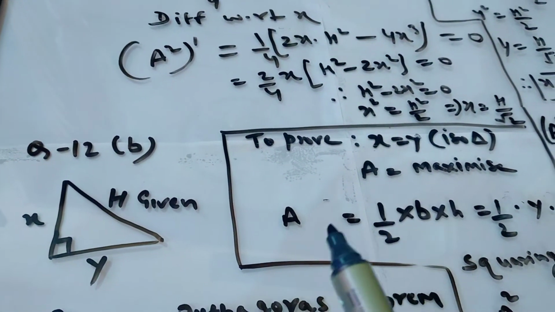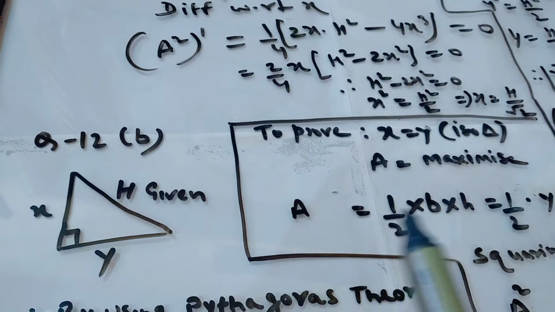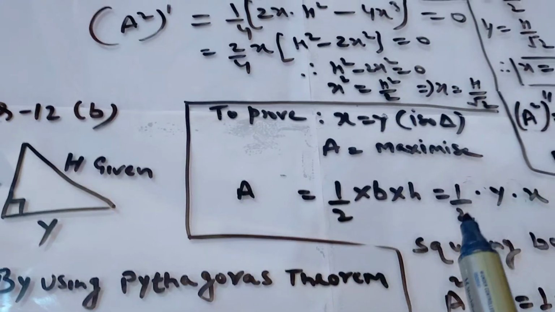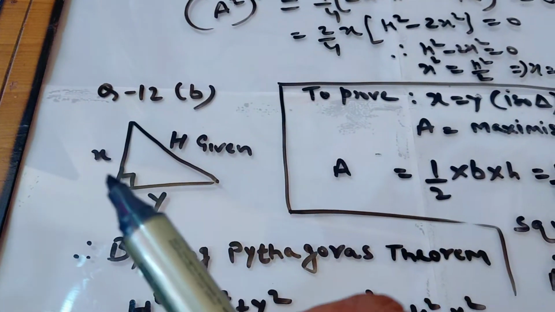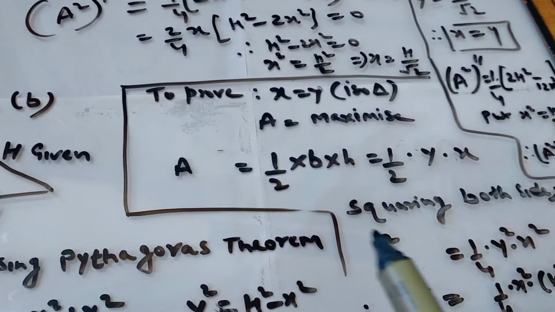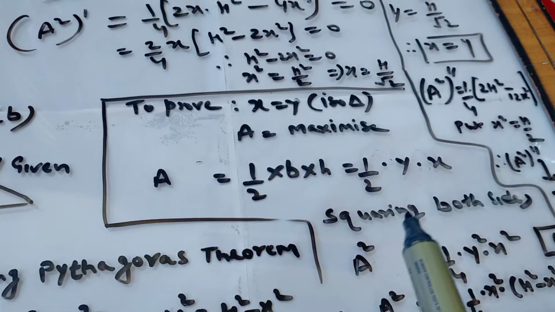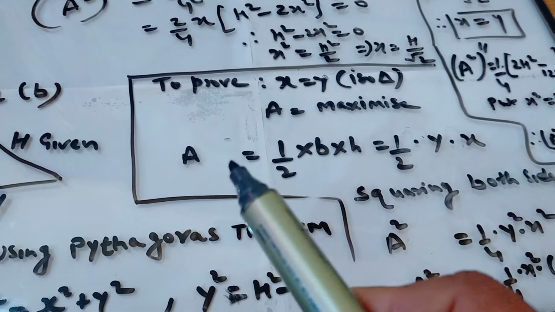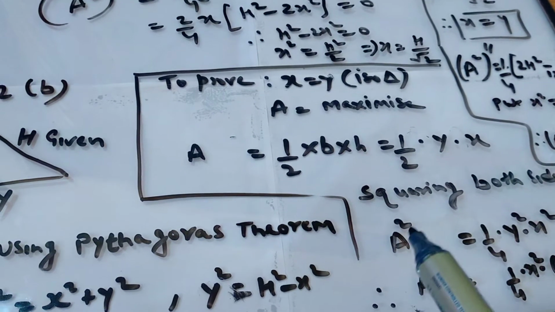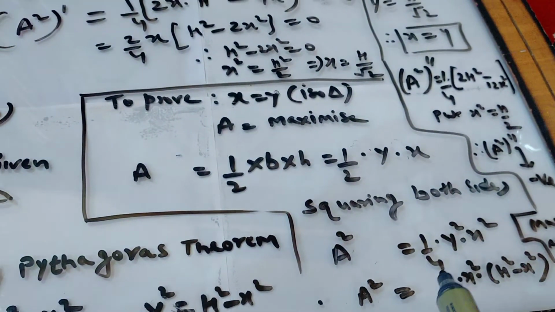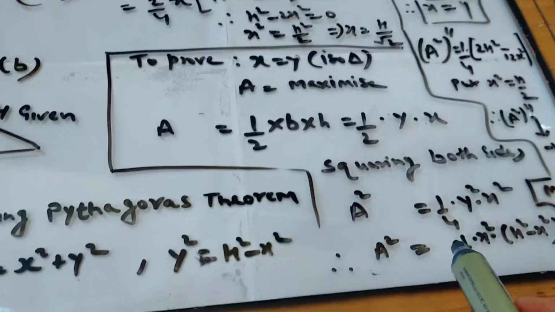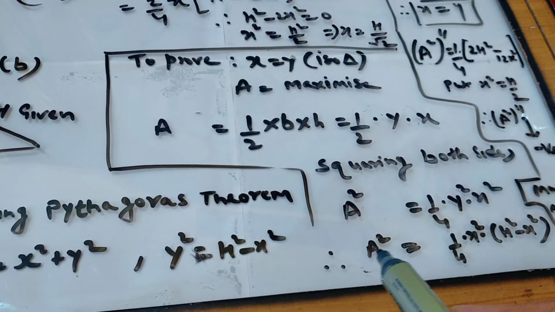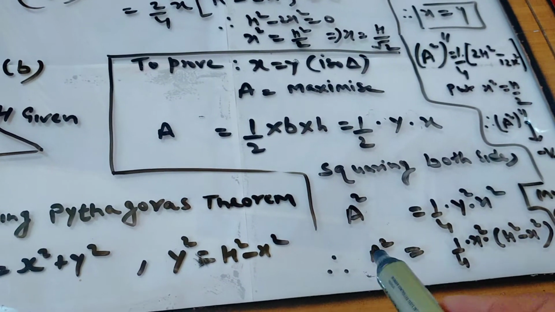So first of all, the first step of maxima minima is to generate a function in one variable. So here I have applied the formula of area of triangle, half into base into height, half into y into x, because y is the base and x is the perpendicular. Now I have done squaring on both sides because I want to maximize the area square. It is equivalent to maximization of area. So it is 1 by 4 into y square x square. The value of y square I have substituted from here. It is h square minus x square, and it will become the function which we want to differentiate.